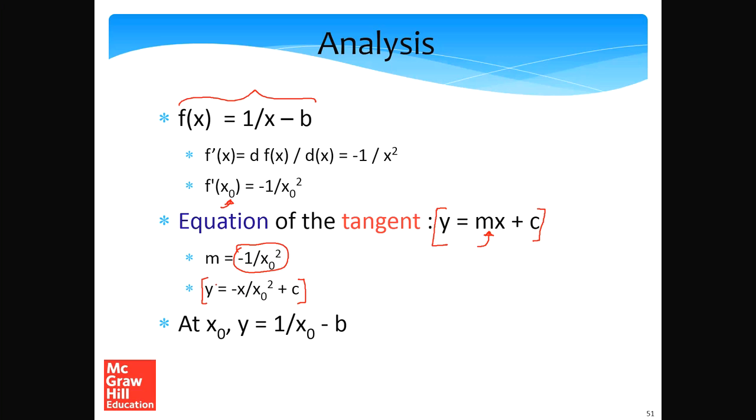So we need to now find the constant c. So what do we know? We know that at x0, the value of y, which is equal to f(x), is equal to 1/x0 - b. This is something that we know because at x0, f(x) is 1/x0 - b. This can be substituted in this equation to find the value of c.